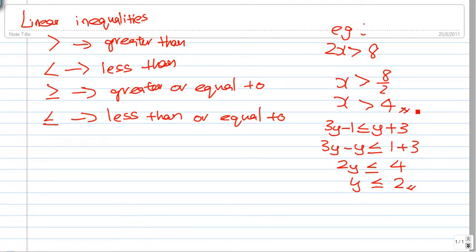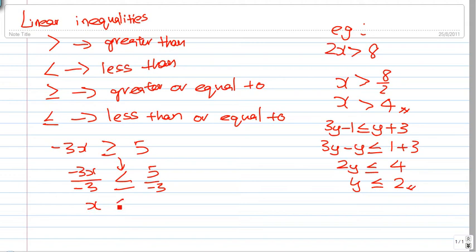Okay, these are inequalities. Now the only time when inequalities get slightly complicated is when you have something like negative 3x is greater than or equal to 5. Okay, now you want to solve for x, so what you do is you divide both sides by negative 3, and immediately your sign changes from greater than or equal to less than or equal to 5 over minus 3. So what we get is x is less than or equal to negative 5 over 3.